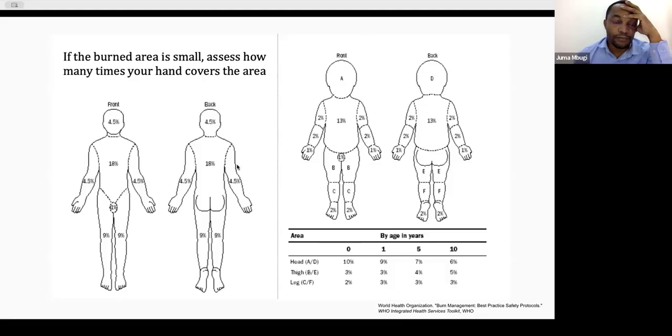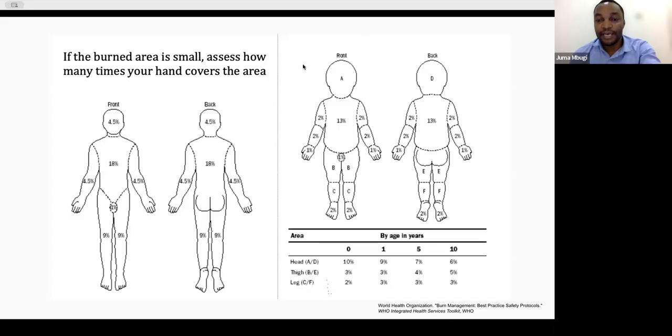So like front is 4.5. Maybe this is for adults. Maybe let's check on the right side of the slide. The front is A and back is D. So depending on the age, maybe let's say at 10 years.